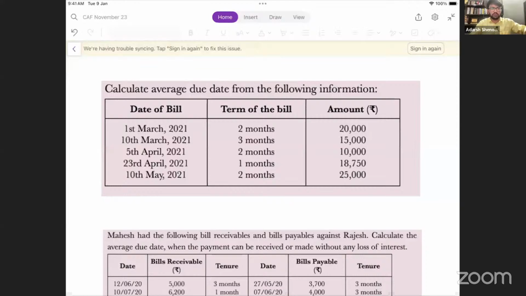Next important unit from our exam perspective. Small unit. Quickly we'll finish these two units, which is average due date and account current, which we're going to do now.